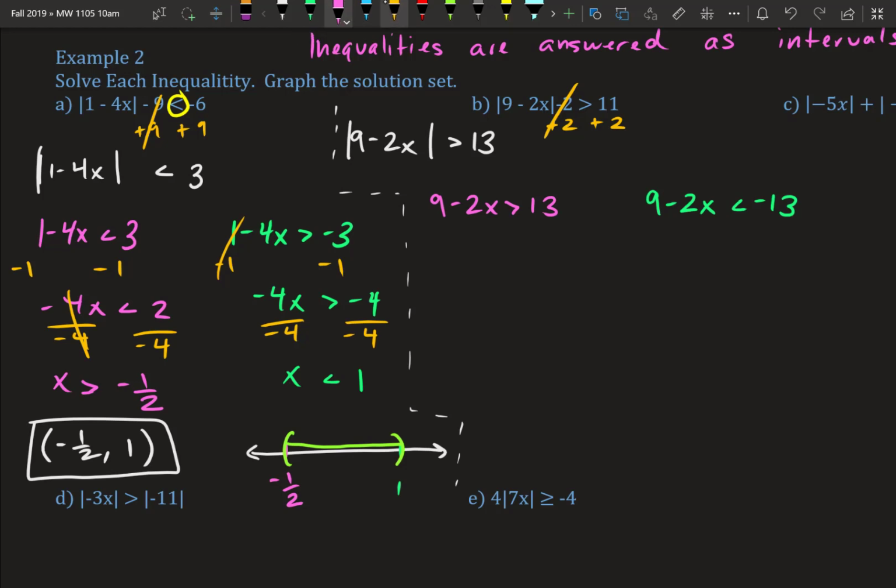Alright, so first we're going to subtract 9 from both sides. So we are left with negative 2x is greater than 13 minus 9, which is 4. Divide by negative 2. So we get x is now less than negative 2.